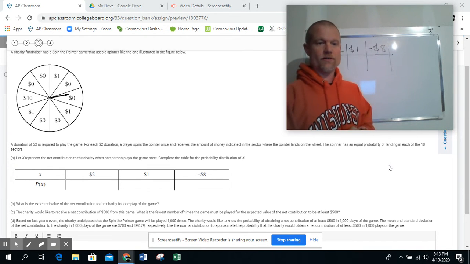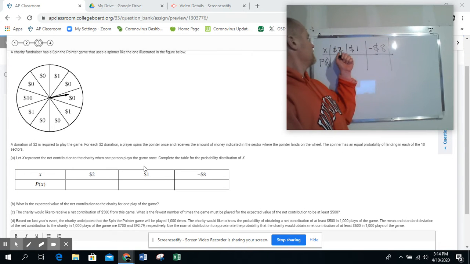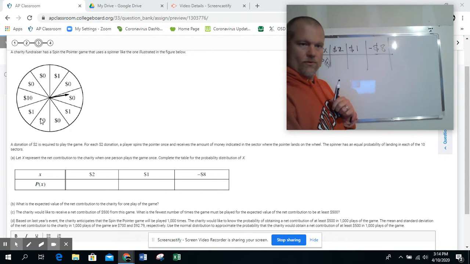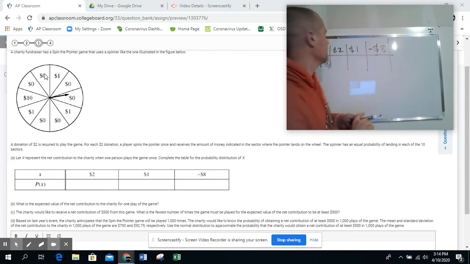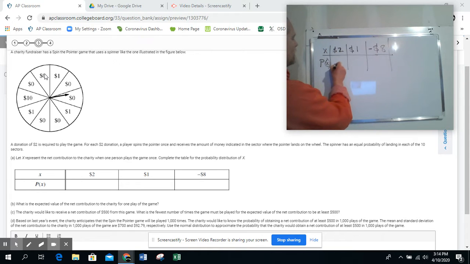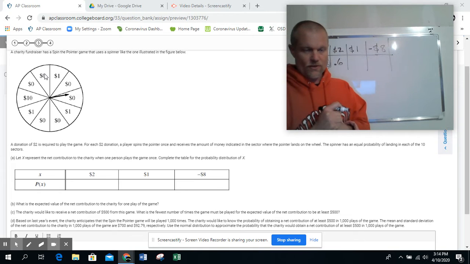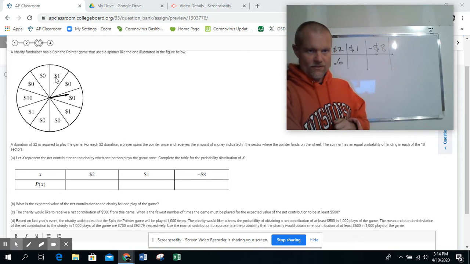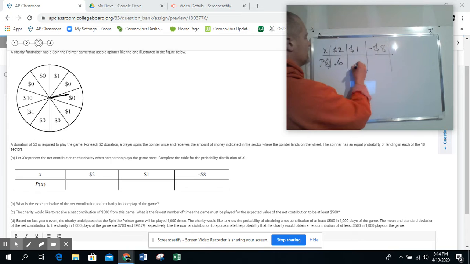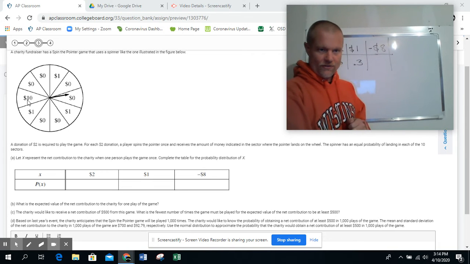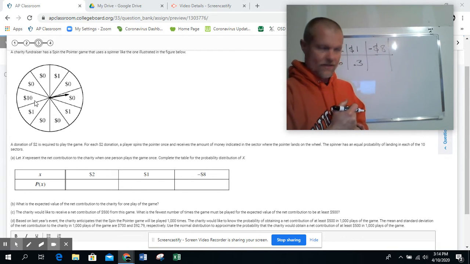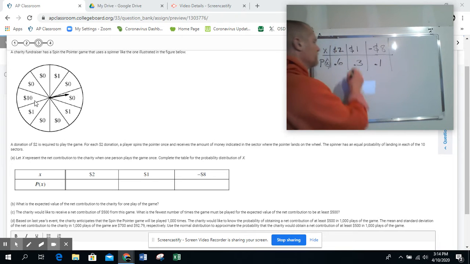So there's 10 sectors, and I'm looking at this, and this means that the person gets $0. So that's 1, 2, 3, 4, 5, 6. So that's 6 out of 10. So that's 0.6 as the probability. So there's a 60% chance that the charity is going to make $2 on it. And then let's see, $1. They make $1 if it lands on here. So $1. 1, 2, 3. So this is 0.3, and then they lose $8 if the spinner lands here. So this is 0.1.